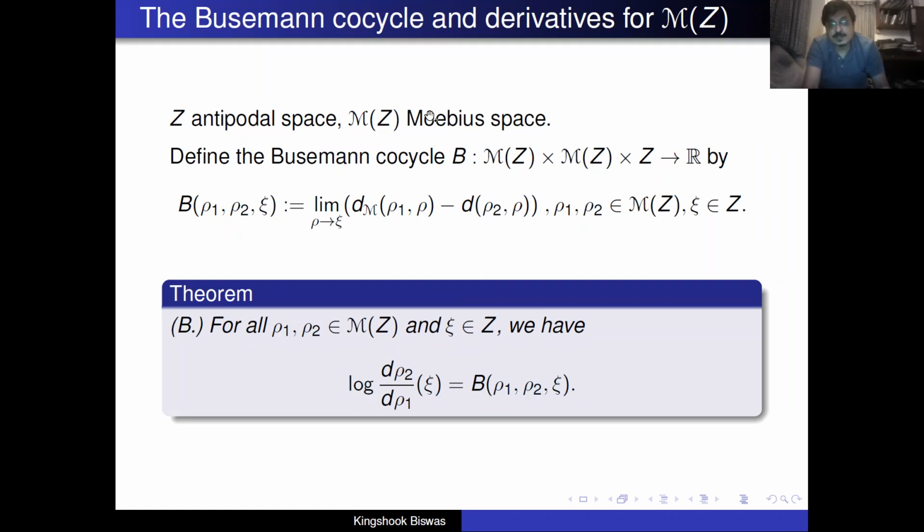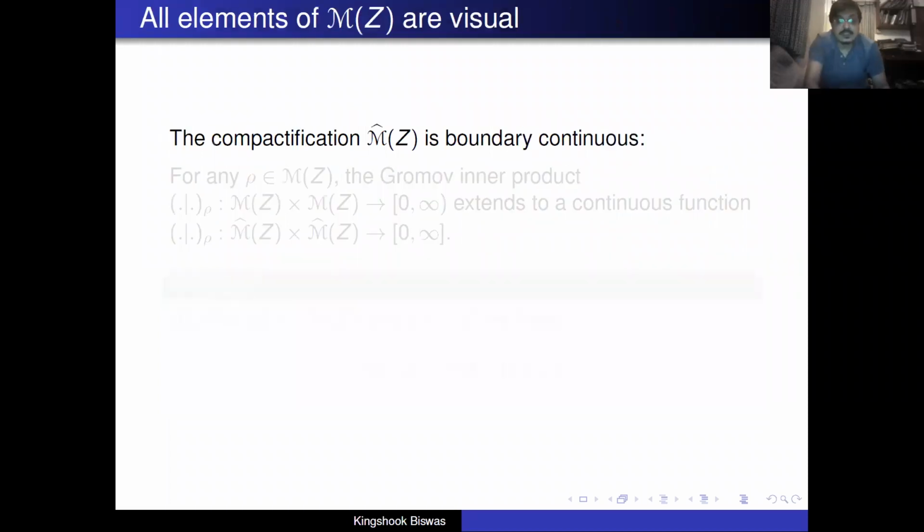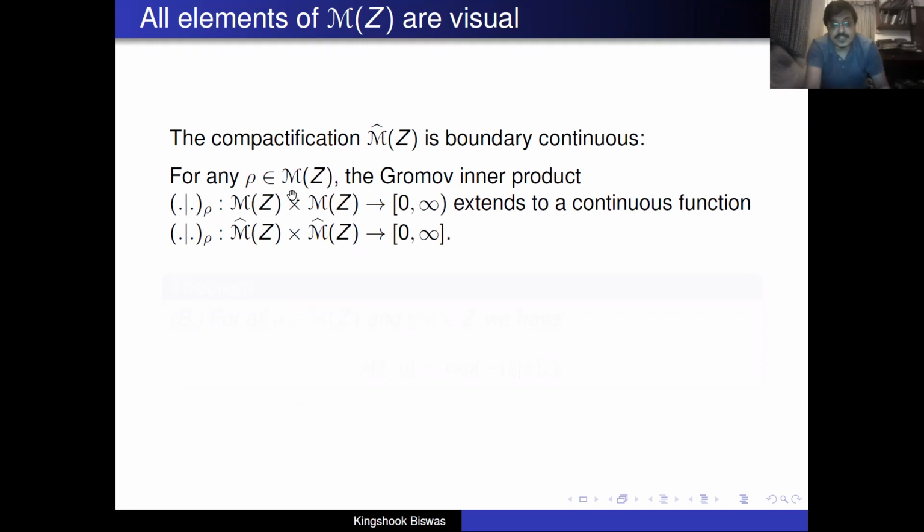So these Moebius spaces for an antipodal space Z behave very similarly to CAT(-1) spaces. And even more so, this compactification M hat Z is boundary continuous in the following sense. For any rho in MZ, the Gromov inner product from MZ cross MZ to R extends continuously to the compactification M hat Z cross M hat Z.